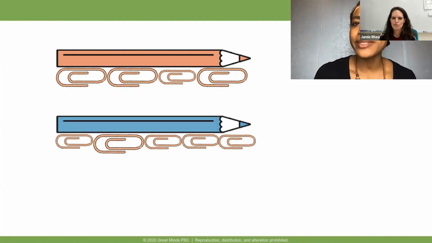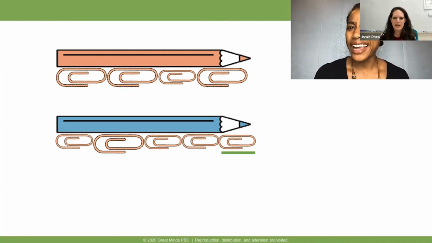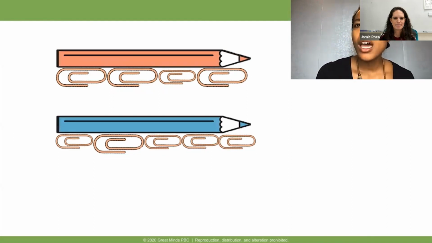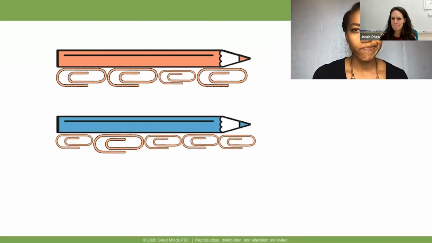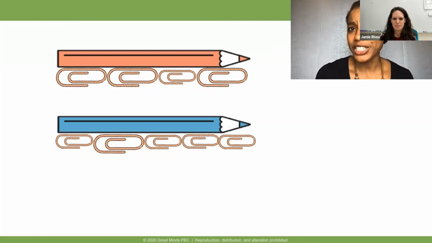Let's count the paper clips to see how long the blue pencil is. 1, 2, 3, 4, 5. According to the paper clips, the blue pencil is longer than the red pencil. Something doesn't seem right, does it? 5 is more than 4, but when I look at the red and the blue pencil, they don't look different. Let's stand them up side by side to see if the blue pencil is actually longer.